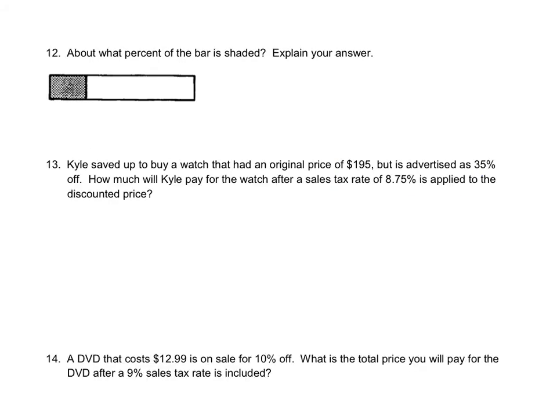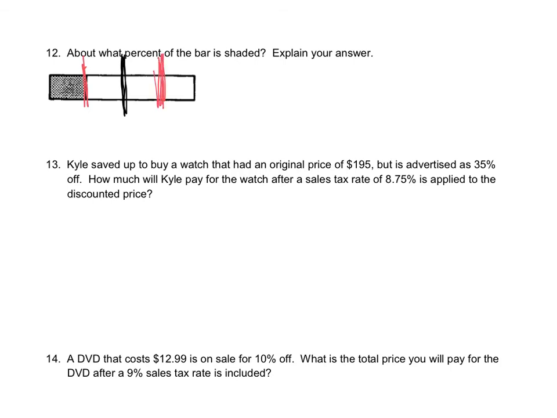All right, number 12. About what percent of the bar is shaded? And explain your answer. Okay, for these, I always like to start off by cutting it in half and going from there. So I look at this and, okay, so I know that that's 50% on each side. I can go ahead and divide it again in half. Then I'm dividing it into quarters.